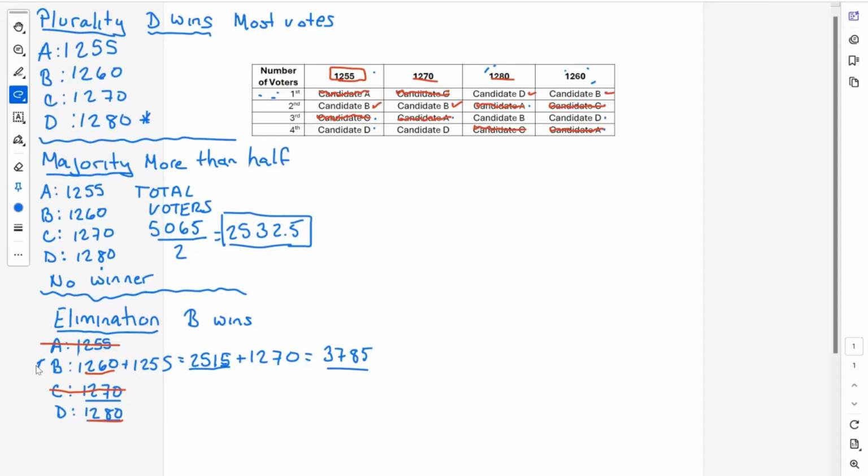Hopefully what you see here is that so far, all three of these voting methods have given us very different results. Plurality has given us D as the winner, majority has given us no winner, and elimination has said that B should be the winner.